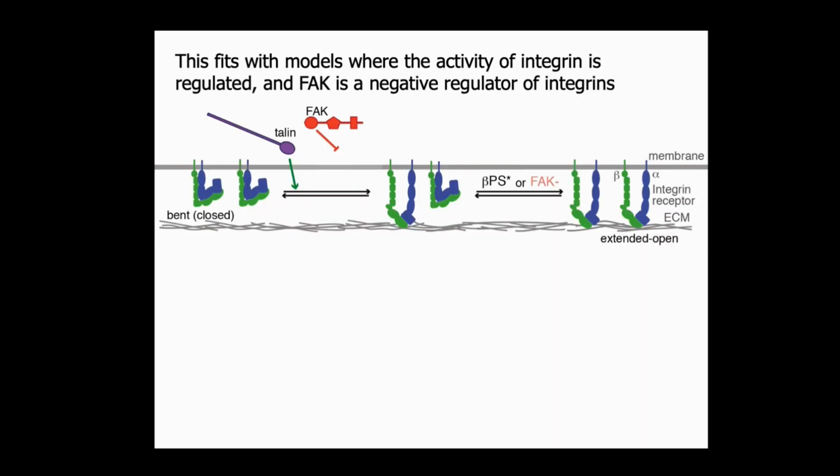And this fits with something I haven't elaborated on yet, which is that we think integrins can exist in a kind of closed inactive state and can be activated to bind the extracellular matrix. For example, talin, in addition to linking to the actin cytoskeleton, is thought to contribute to this activation step. And we know that FAC inhibits integrin function because if you knock out FAC in mammalian cells, the integrin adhesions get bigger, they don't get smaller. But we didn't really know how it worked.